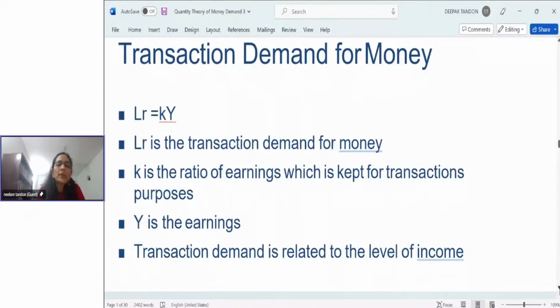So you will see that Keynes's demand theory is more extensive and covers major components, but there are certain limitations also, which we'll share as we proceed. Up to this, is it clear to all of you? If you have any query, you can ask. So we are sharing transaction demand for money given by Keynes, which is expressed as LR equals KY. K is the ratio of earnings, which we have shared prior also.